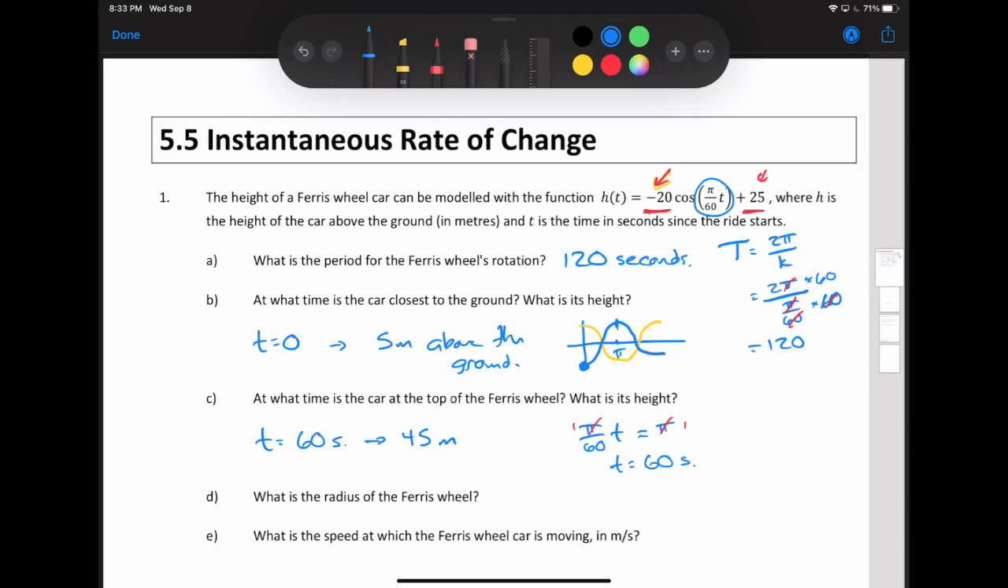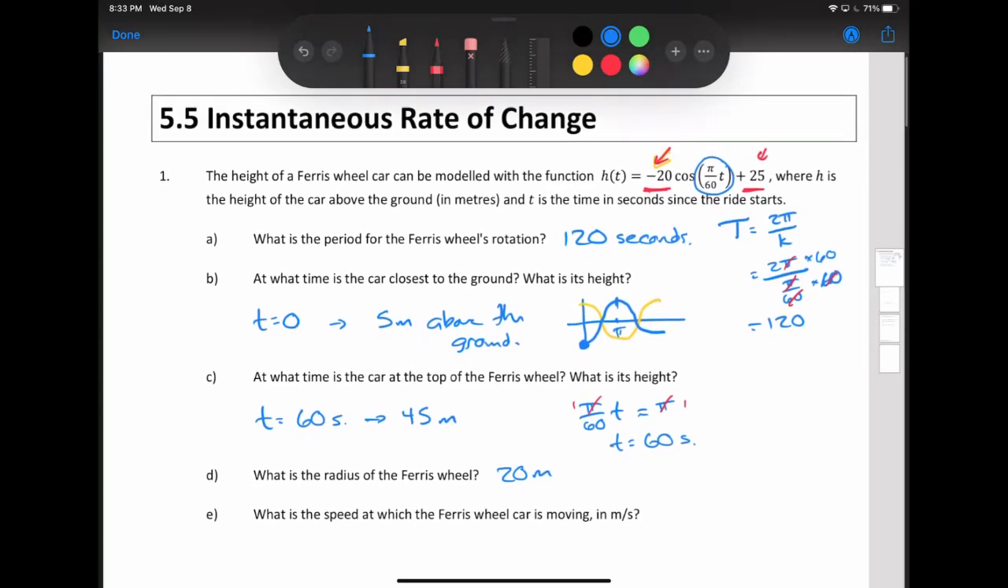For part D, the radius of the Ferris wheel, we actually could have answered this right off the beginning. It's just going to be 20 meters because that's how much the middle of the Ferris wheel fluctuates between the top and the bottom. Basically, it's our coefficient, or our A value, if you will, in our equation.